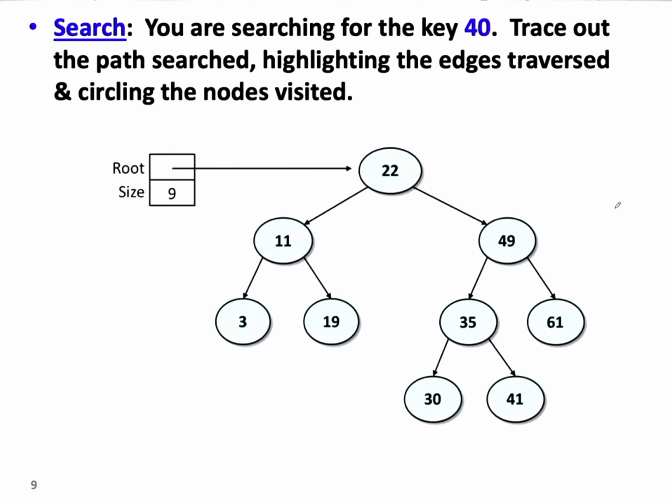All right, so a quick task for you: you've got the same tree that we just looked at. You're searching for the key 40. Trace out the path searched, highlighting the edges traversed, and circling the nodes visited. I'll give you 3 minutes to complete this, and then we'll collectively look at it over here. For those of you who don't have a handout, please use scrap pen and paper and draw the tree. Good practice.